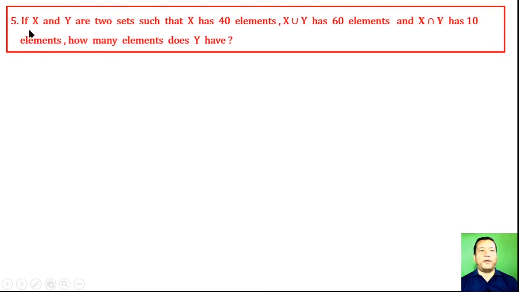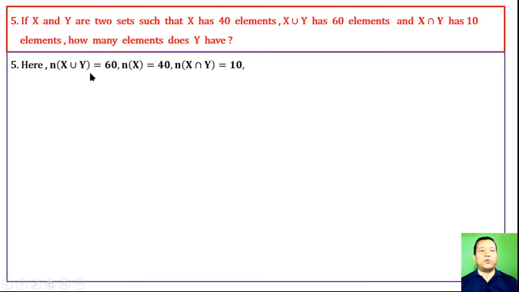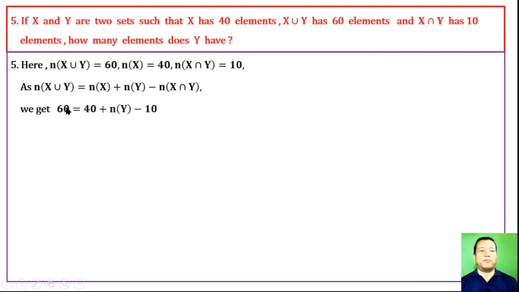For question number 5, if X and Y are two sets such that X has 40 elements, X union Y has 60 elements, and X intersection Y has 10 elements, how many elements does Y have? Here n(X ∪ Y) is 60, n(X) is 40, n(X ∩ Y) is 10. As n(X ∪ Y) = n(X) + n(Y) − n(X ∩ Y), put the respective values: 60 = 40 + n(Y) − 10. Solving for n(Y), we get 60 minus 30, that is 30. Thus Y has 30 elements.